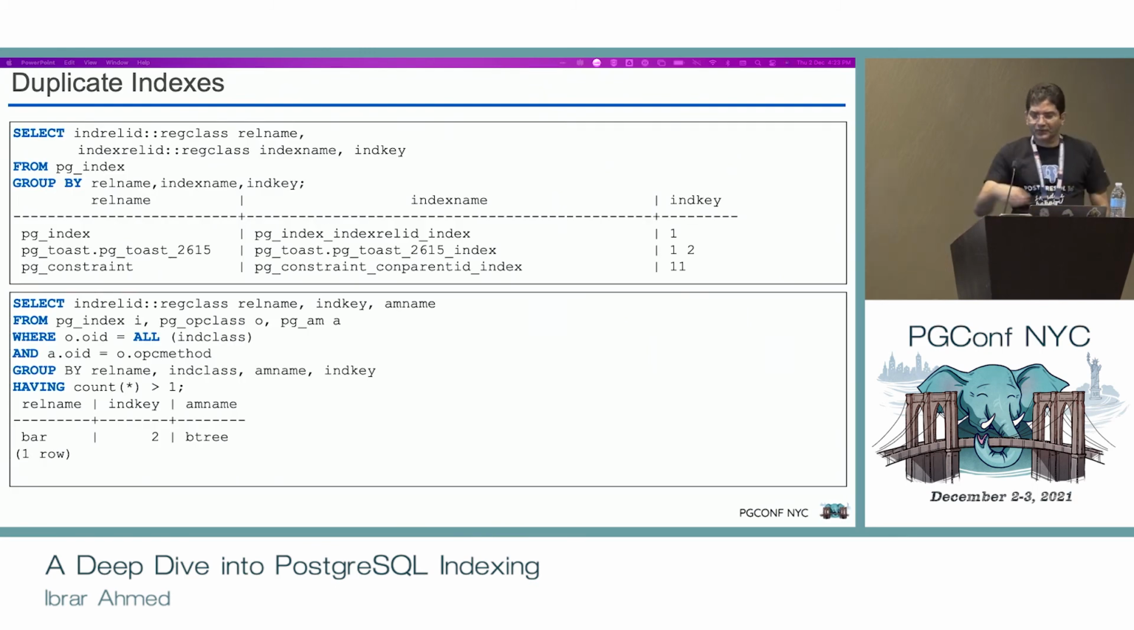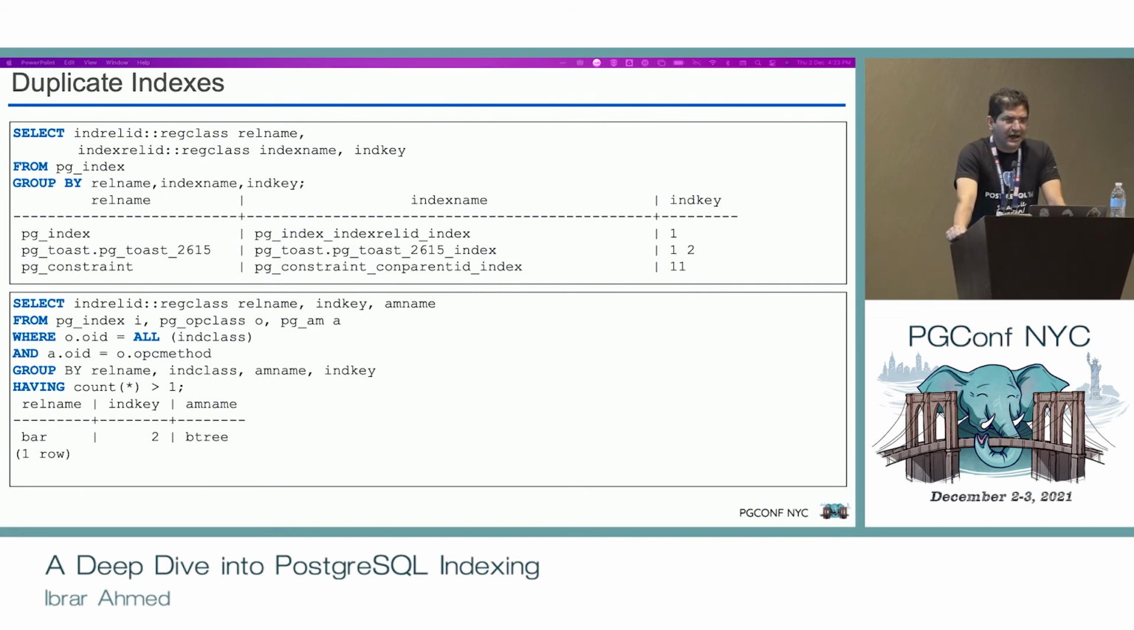So how much time do we have? We have 10 minutes, okay. So I think we have covered most of the indexes in PostgreSQL.